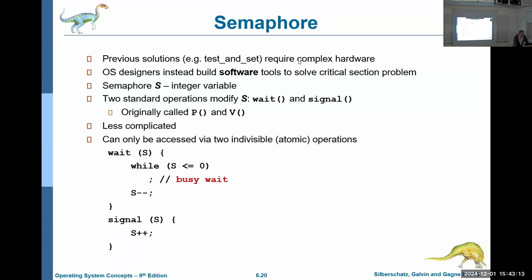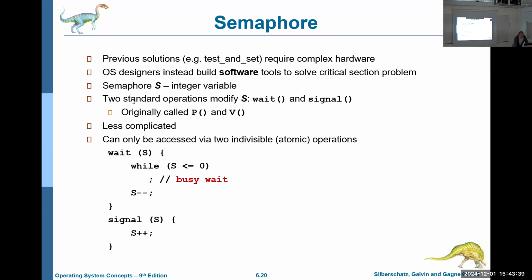Previous solutions required complex hardware. I guess this test and set is complex hardware. So there are software tools to deal with it if you don't want to rely on that. Let's say that you're writing an operating system for a machine and it doesn't have that. You can't cry to the manufacturer. So you want an operating system that will work even if you don't have that hardware.